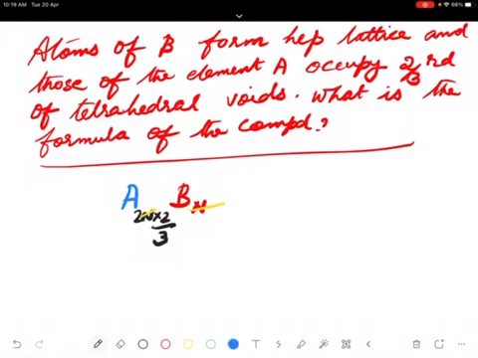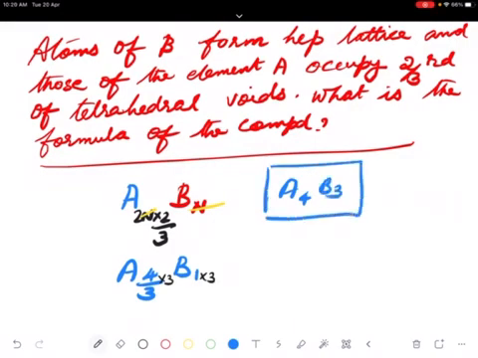Here it will be A 4/3 B. But we don't write the formula like this, we write it in whole numbers. To make it whole numbers, to the nearest whole number, what do you have to do? You multiply each one by 3. So I'll be multiplying both A and B by 3. So the formula will be A4B3. Whole numbers. This is the formula. Next question.